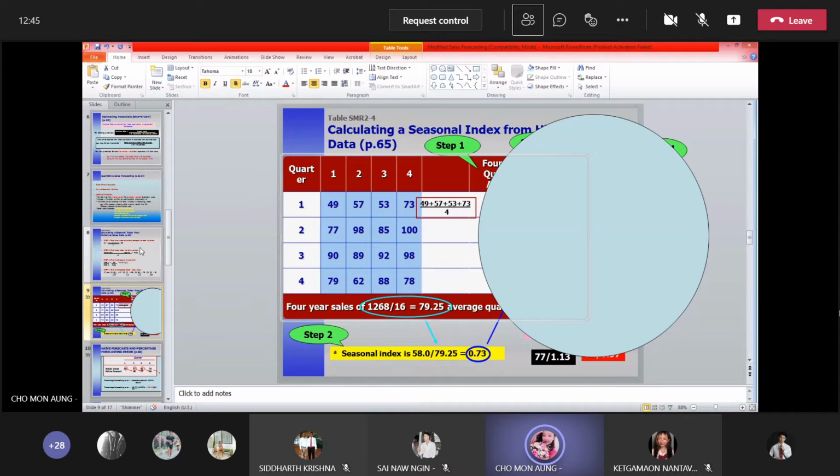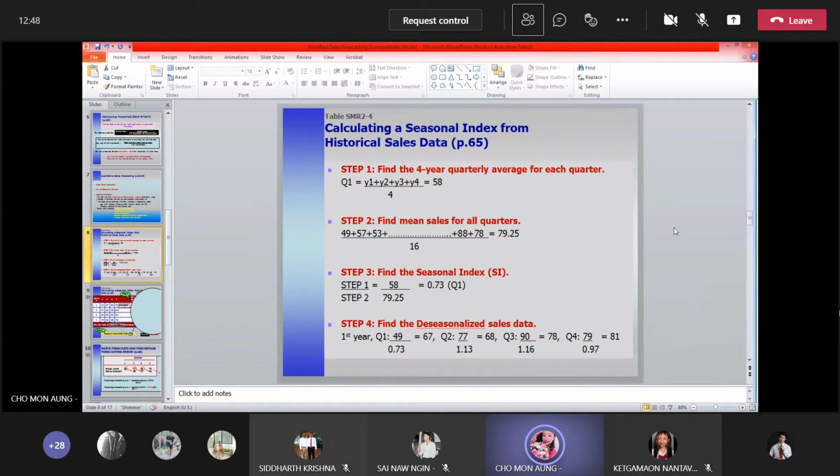Okay, now take the screenshot. These are the steps.